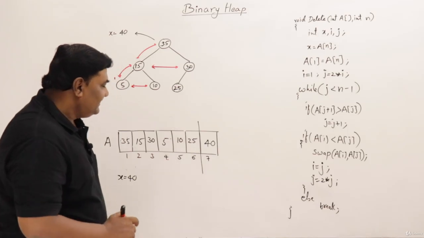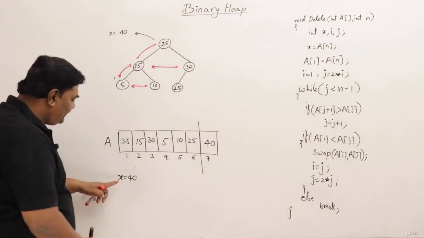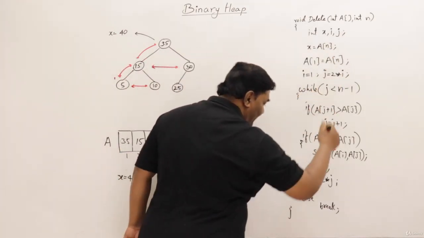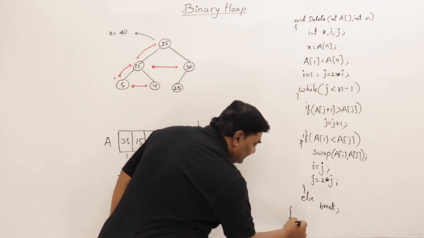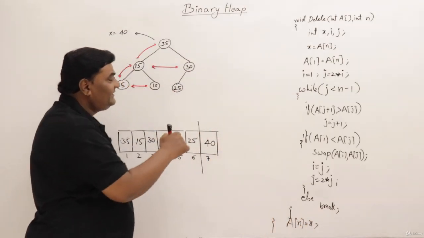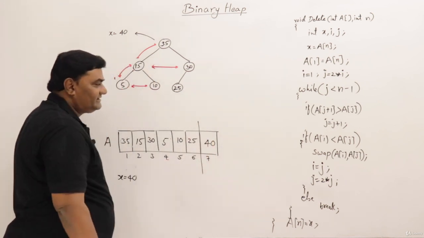Let me show you one thing. See, in this delete, I said I did not close the bracket. What I will do is, the deleted element was in X. I will copy it at this last free space. So the last free space is N. So at A of N, I will copy X and then close. So what this delete function is doing is deleting an element and copying it at the last place.